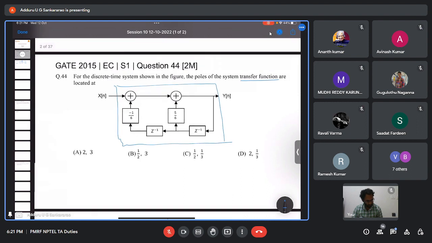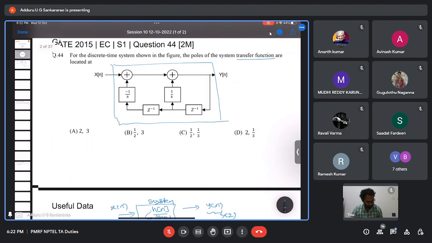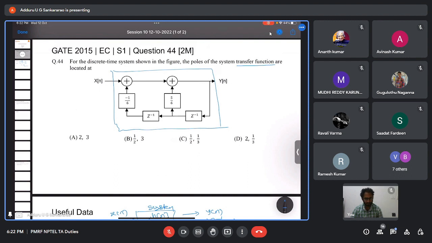Now what are the poles? If we have some transfer function in the form p of z by q of z, then the values of z at which q of z becomes 0 are the poles. Similarly for zeros, the values of z for which the numerator polynomial becomes 0 are the zeros. Now we will find out the transfer function for this system.